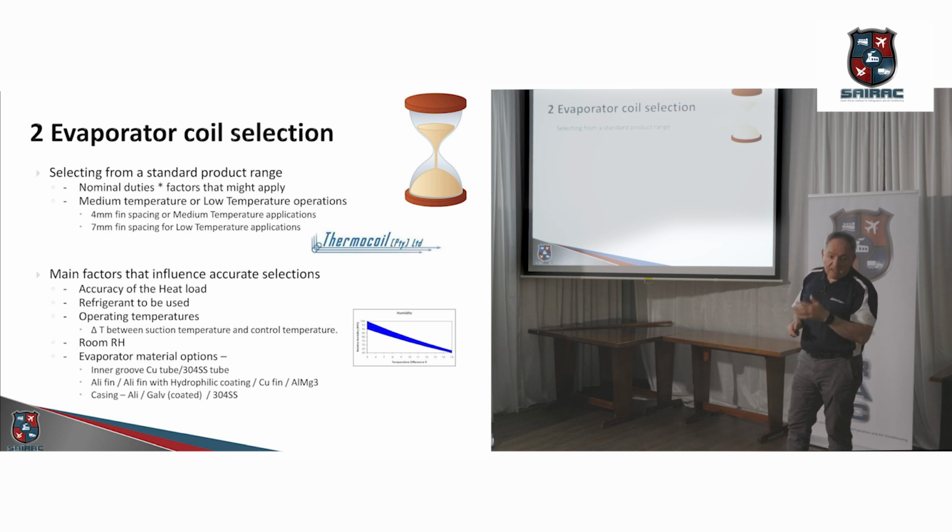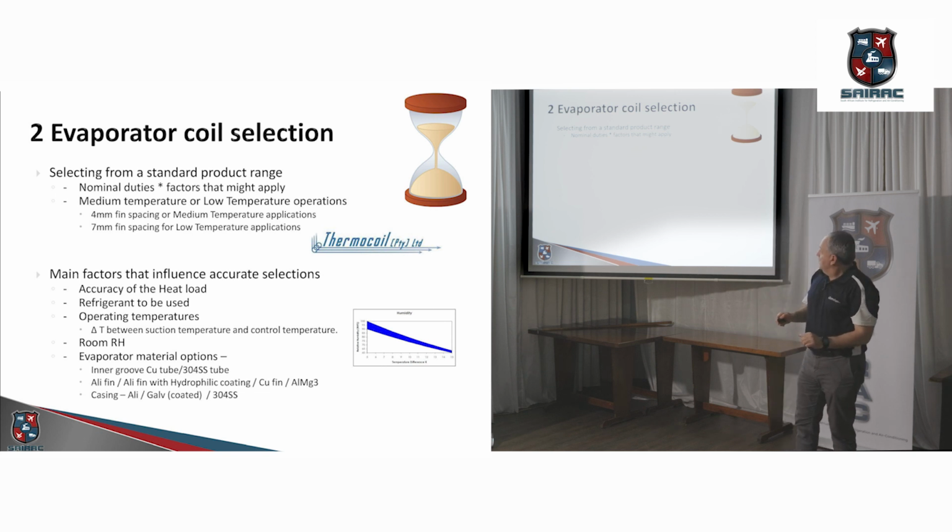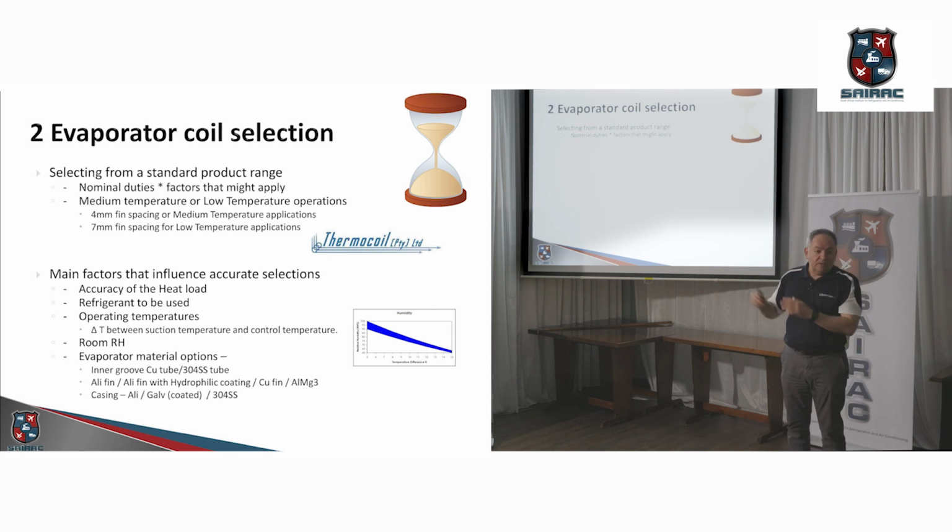And we're going to make selections from standard product range. So you will see in any catalog, not just the thermocoil catalog, any catalog, there are nominal duties listed. So nominal duties are multiplied with specific factors, and then you get to the value that you're ultimately after.